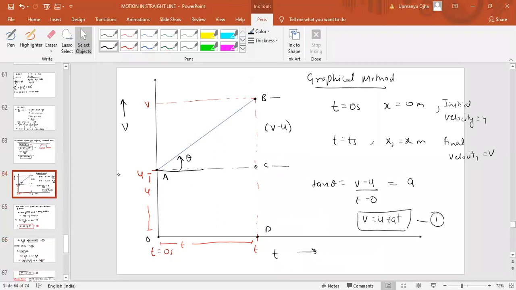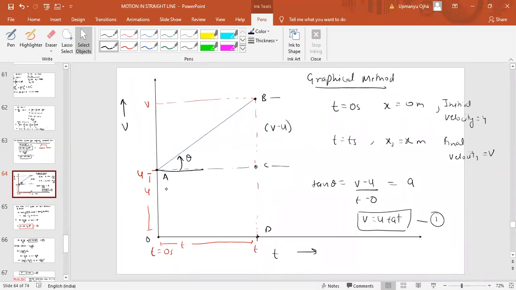You can also find the displacement of the graph by finding the area of the trapezium. Okay, you can find the area of the trapezium. So if you get the area of the trapezium, what you will get? You will get the displacement of the graph. Okay, so area of trapezium is half height into a plus b. So half t into u plus v.